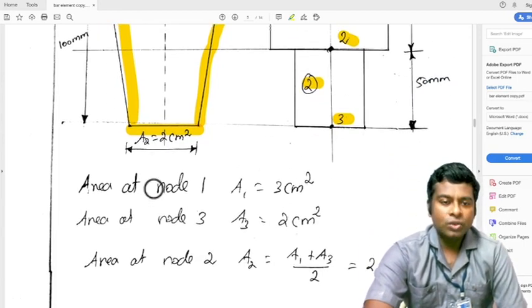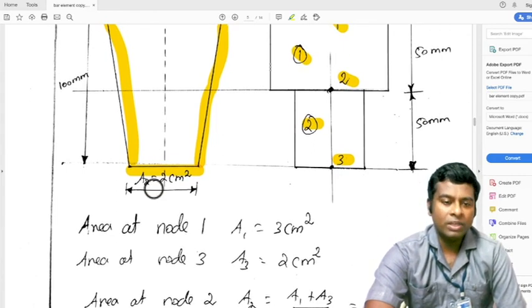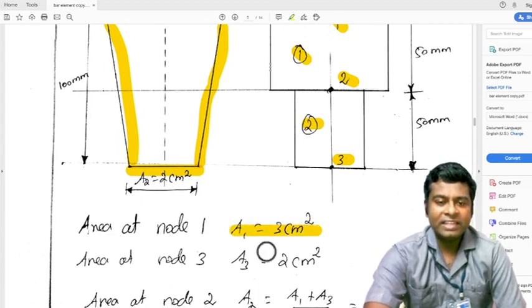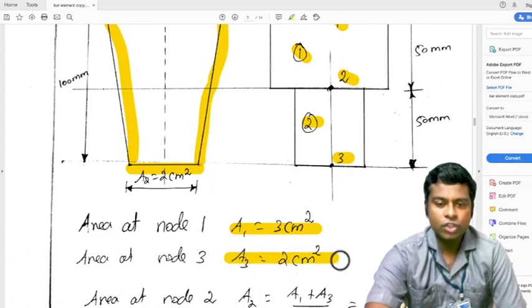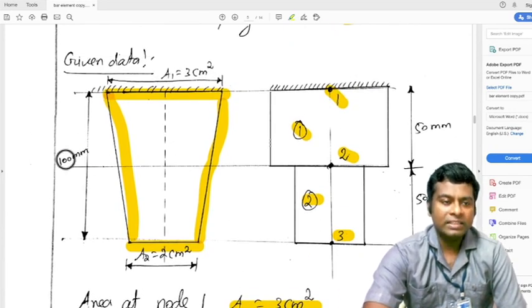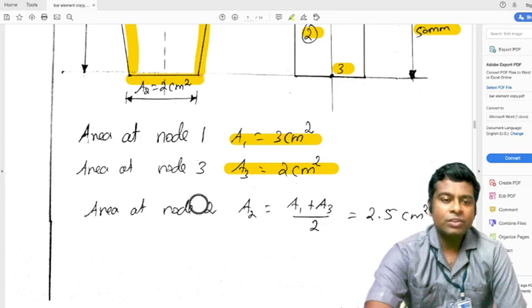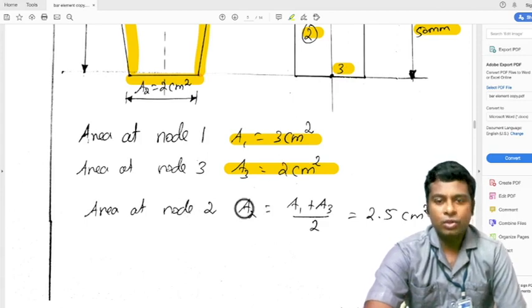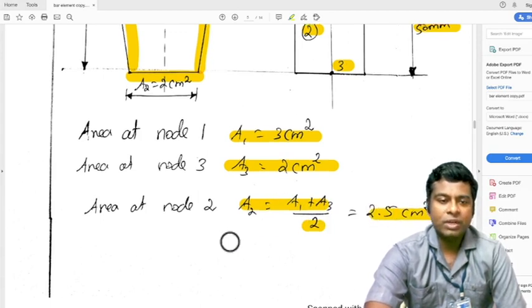So the cross-sectional area at node 1 is given, that is the larger end, A1 equal to 3 cm square, and the area at the smaller end, node 3, is A3 equal to 2 cm square. Total length is 100 mm. Therefore for the first element L1 equal to 50 mm, second element L2 equal to 50 mm. Area at node 2 is not given, therefore area at node 2 is (A1 plus A3) divided by 2, that is 3 plus 2, 5 divided by 2, that is 2.5 cm square.